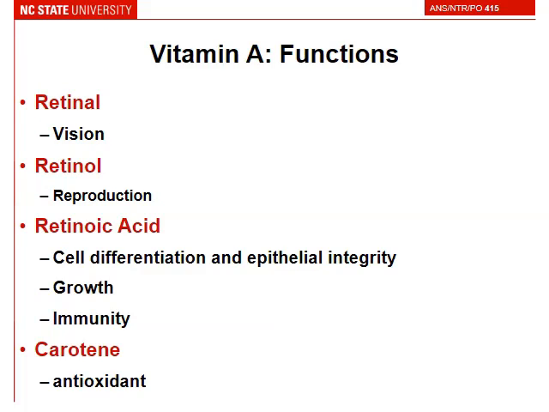So some of the functions that we have for vitamin A, our retinal, as I mentioned, is needed for vision. Our retinol is needed for reproduction. So to have a viable fetus, it needs to have retinol. Retinoic acid, interestingly, is actually the active form of vitamin A, and this is the main way in which vitamin A is actually working through. So as I mentioned before, we always think vitamin A and vision, and we need to eat our carrots to help our vision.